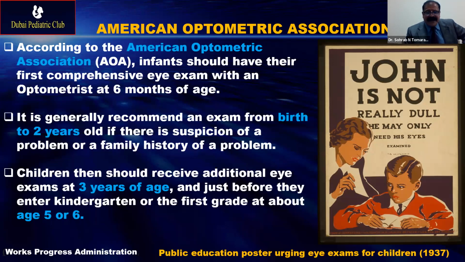But in Nelson, I was reading, it is written that a proper eye examination in children should be done at 3 years, from 3 to 6 years every year, and after 6 years every 2 years.